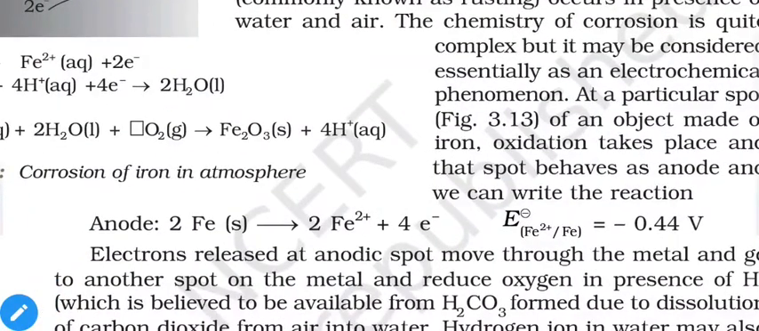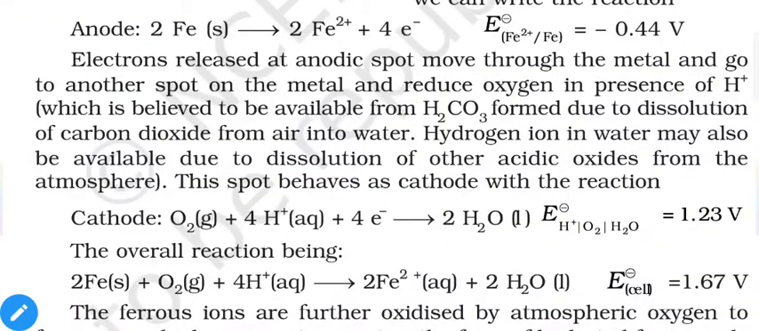So the anodic reaction will be 2 moles of Fe solid producing 2 moles of Fe2+ and releasing 4 electrons, and the potential of this reaction is minus 0.44. So the reduction potential of Fe is negative, that means it will oxidize. Electrons released on the anodic spot move through the metal to another spot on the metal and reduce oxygen in the presence of H+, which is believed to be available from H2CO3 formed due to the dissolution of carbon dioxide from the air into the water.